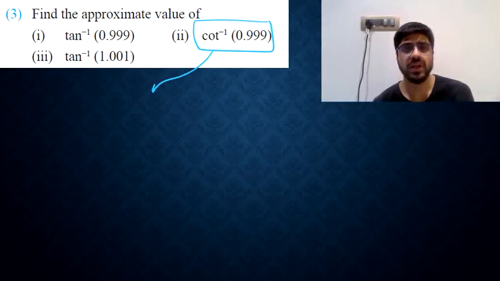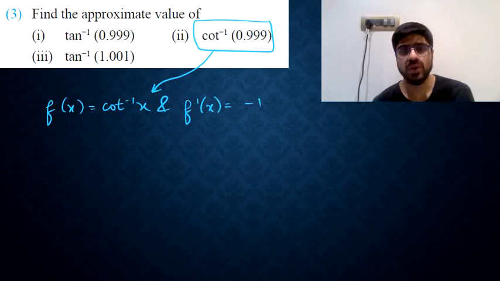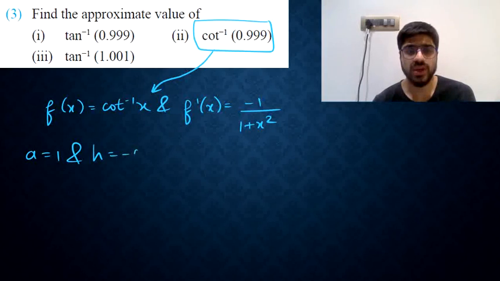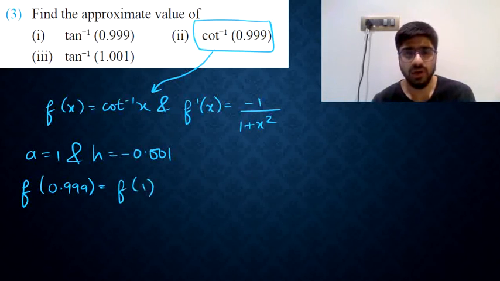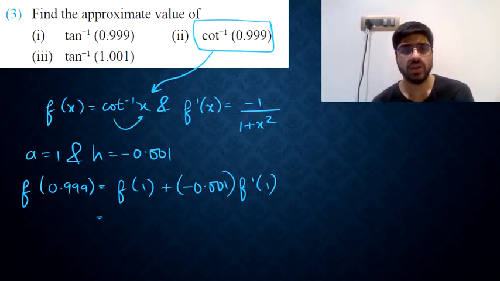Cot inverse of 0.999. So same thing, you take f of x as cot inverse x, and f dash x is going to be minus 1 upon 1 plus x square. You take a again as 1 and h again as minus 0.001. So this time you have f of a plus h, that is f of 0.999. That will be f of a, which is f of 1, plus h, which is minus 0.001 into f dash 1. So we have f of 1, that will be cot inverse 1, which is equal to pi by 4. Pi we were taking it as 3.142, and when you divide that by 4, you get 0.7855.